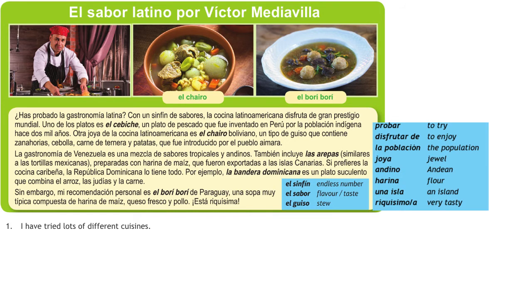Let's have a go at some translations based on the text. Number 1, I have tried lots of different cuisines. Use the text above to help you. So I have tried was from that first sentence. Has probado? Have you tried? So you need to adapt to that. Just have a go at that one, pause the presentation, have a go at that one, and then check your first answer, and then I'll give you a few more to try.